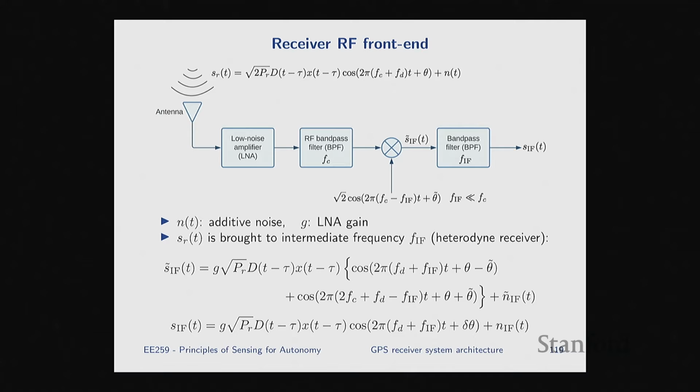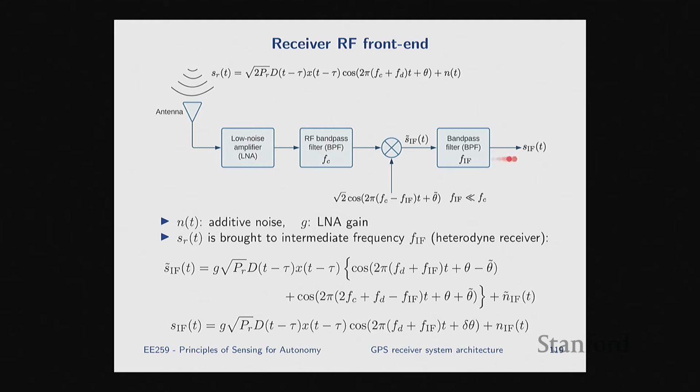Okay, let's continue. This S_IF is what comes out of your low-pass filter. The term at the double, the 2f_C, is filtered out, and you're left with d of t minus tau, x of t minus tau times cosine of the Doppler plus the intermediate frequency, plus the delta theta. In your notation, this is the delta theta. I'm just calling theta minus theta tilde delta theta, and that's exactly your suggestion. And then your noise is still there.